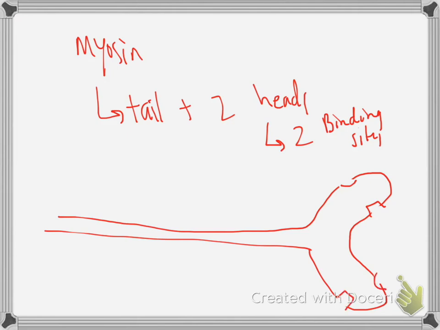Now, what are these binding sites for? We have 2 binding sites, so let's figure out what they're for. One is for actin. So we need this interaction of myosin and actin. They need to bind together so we can get the pulling of the thin myofilaments towards the M line. And then the other binding site is for ATP, and we'll define why those are important in a little bit.